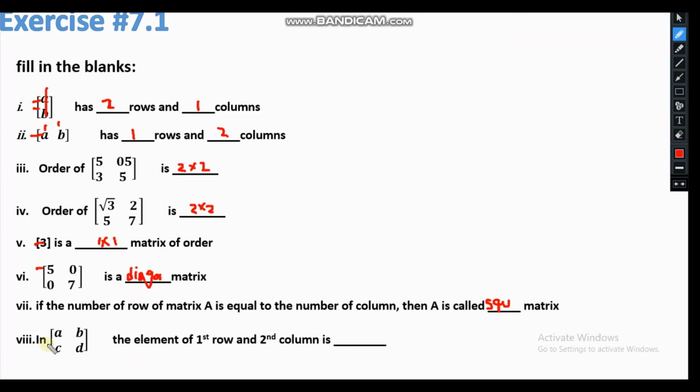Okay. So next, question number 8 in A B C D. Here again A is the 1 row here and 1 row here. So this is the 2 rows, and the element of first row and second column is. In this example we will take first row is A and first column is this. So the intersection of this line is in A. So A means first row and second column. The element B here is the first row and second column intersect. So we can write here B.